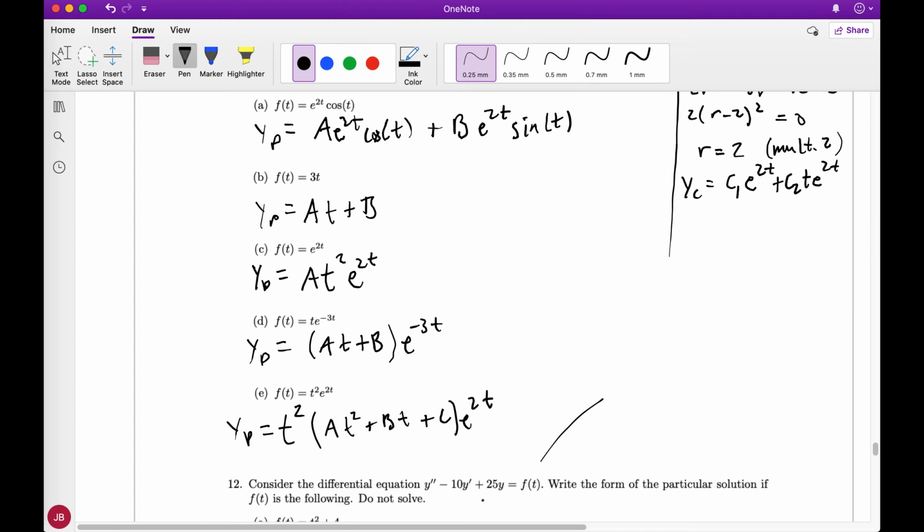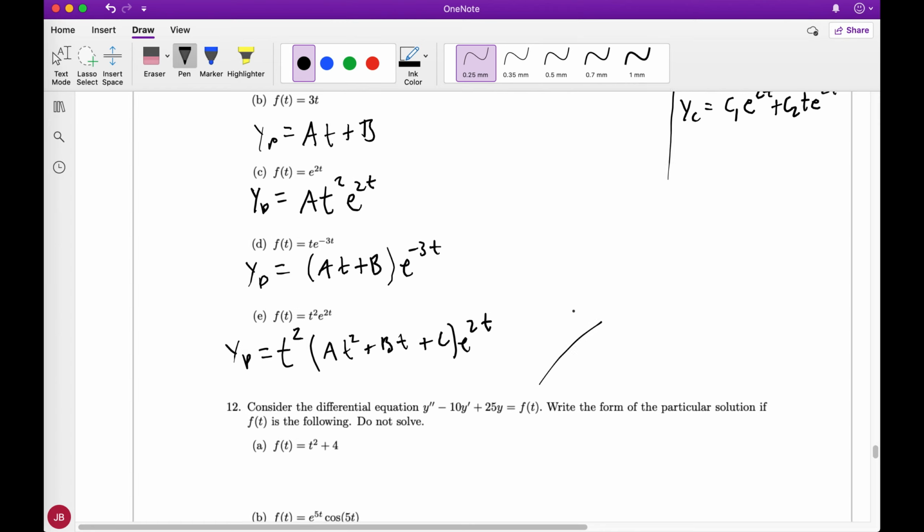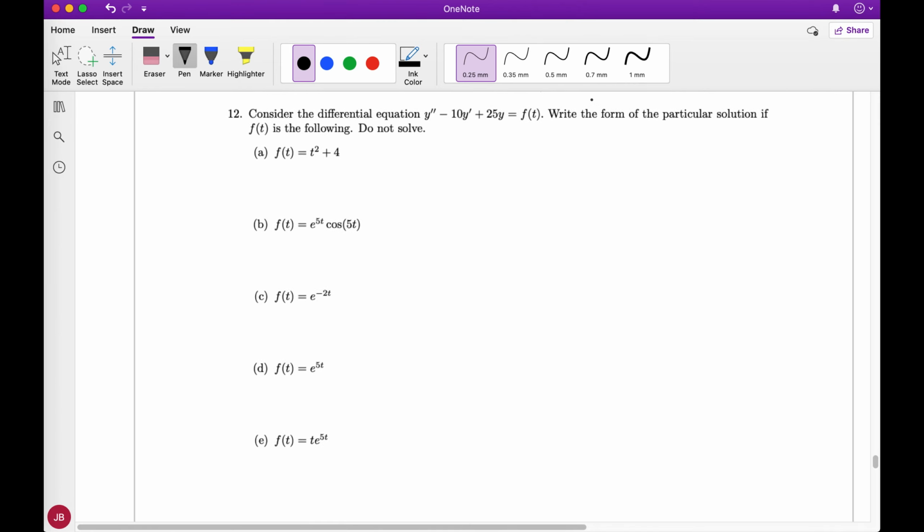So now we are done, right? So this is what your form of yp would look like. You start with what the chart tells you, and then just go back and double check that you're not reusing anything from yc. I hope that's starting to click as we go through these.